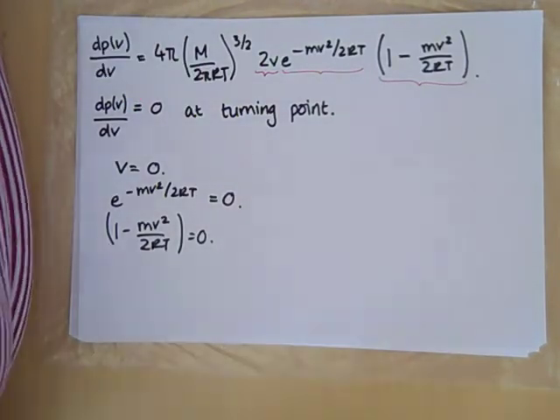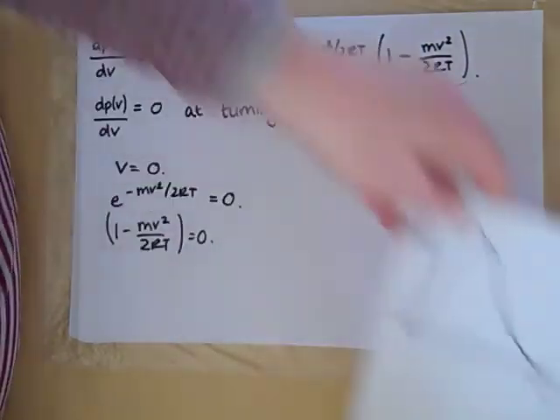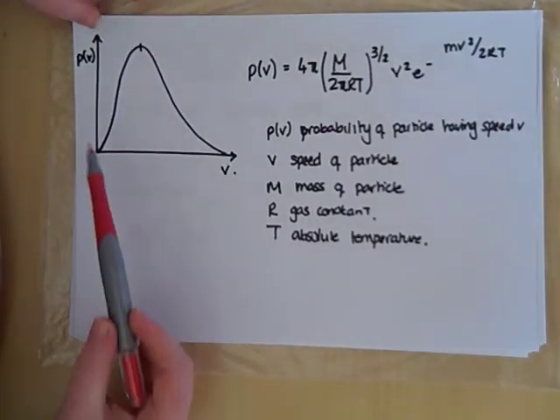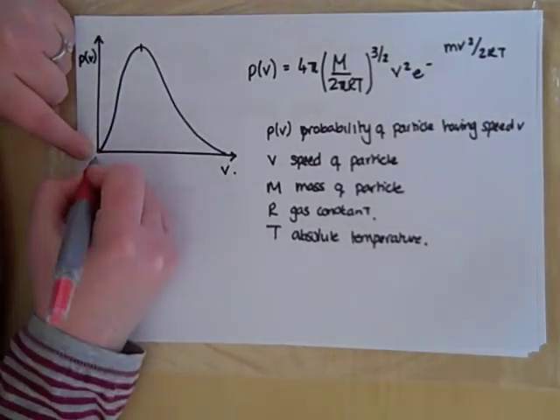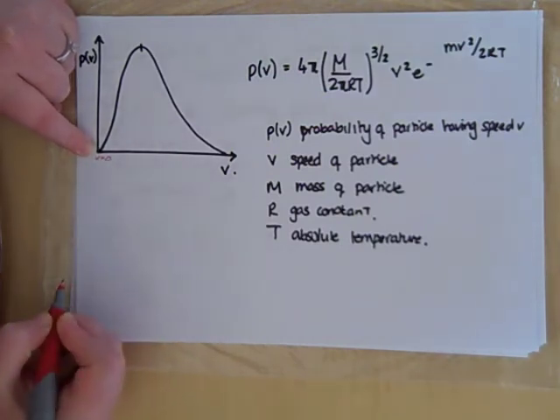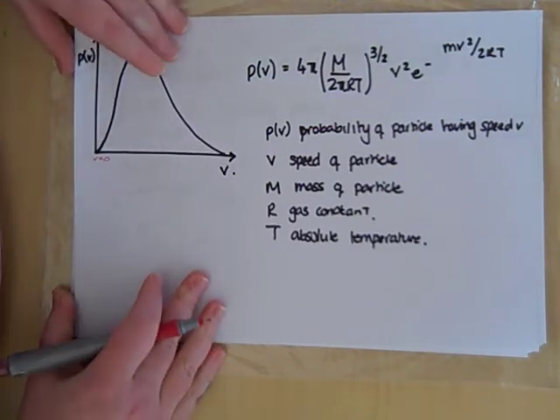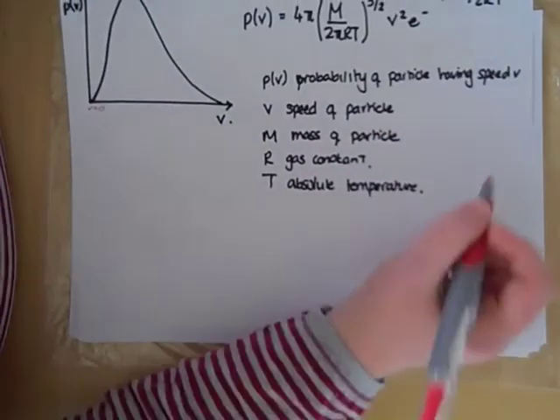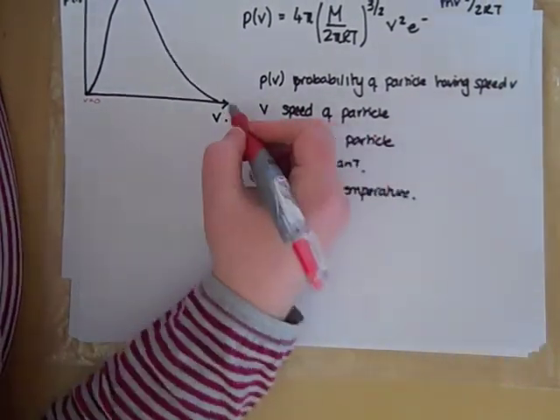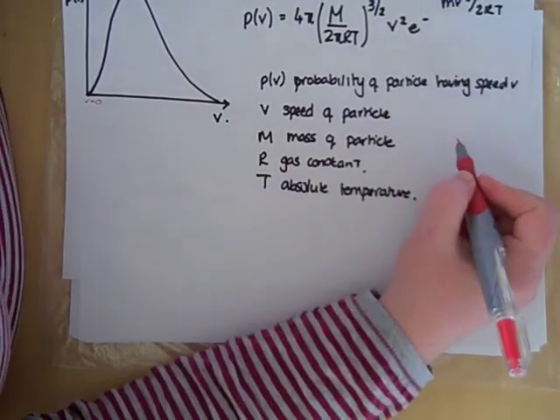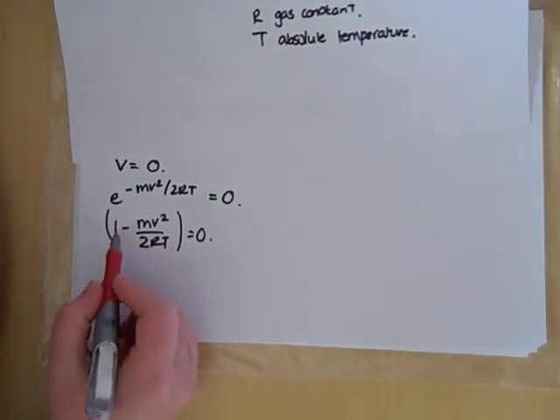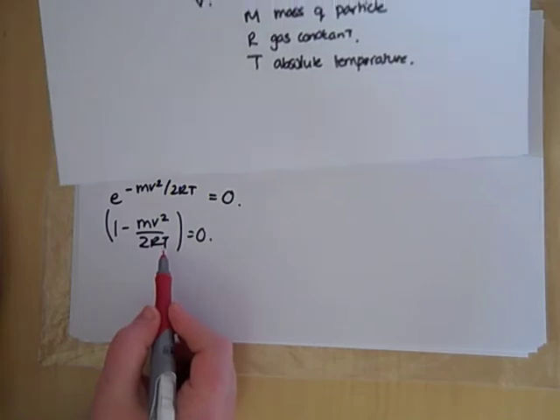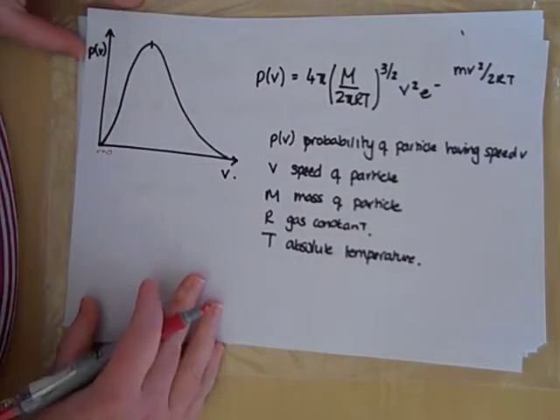And if I go right the way back to the beginning, we can see that actually when v is equal to 0, this is this turning point down here. When I have this solution here, e to the minus mv squared, this is the solution that's right the way off at infinity, so it's all the way out of here. I've got a turning point. And my final solution, this 1 minus mv squared over 2RT, it must be this one here.